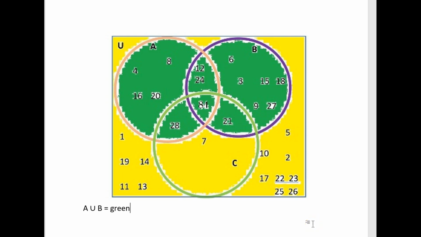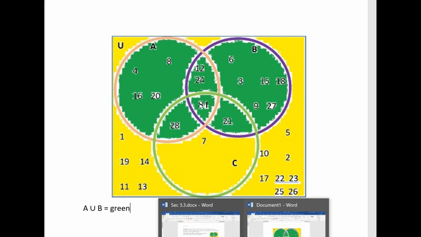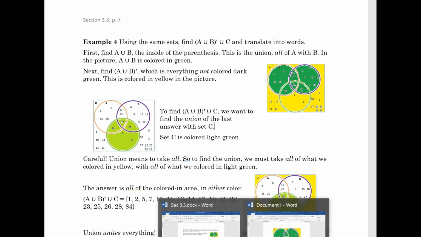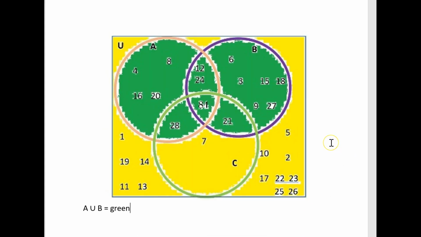Hi, in this video we're doing example 4 in section 3.3. And what I have here is 3.3 example 4, but I want you to look at this picture first. This is a picture of A union B in green. Remember that union means we're coloring in all of it. So think for a second what this yellow part would be.